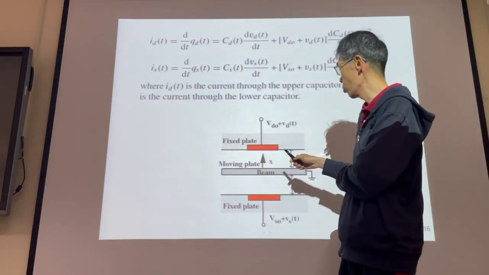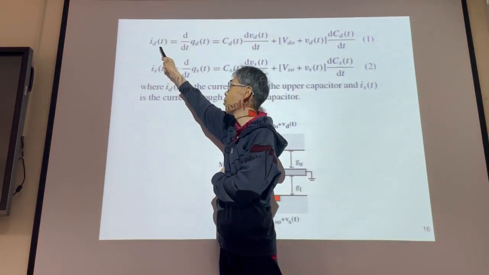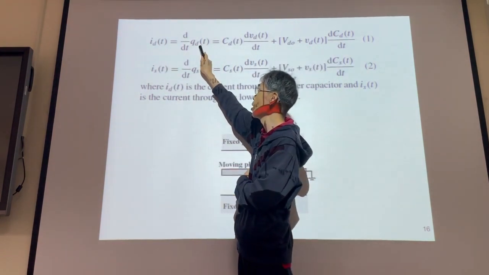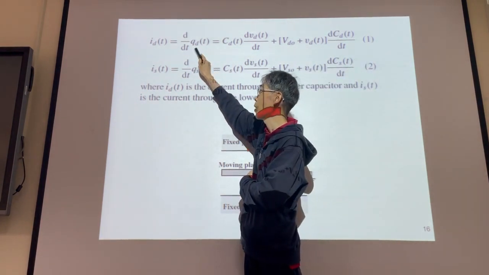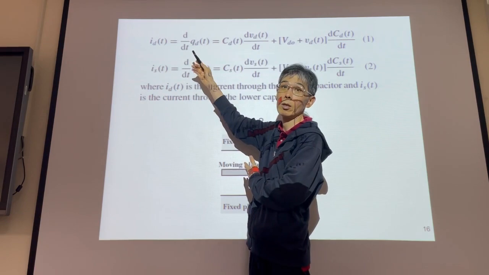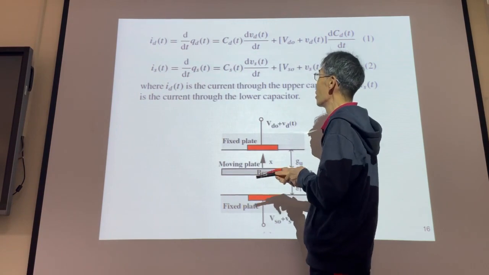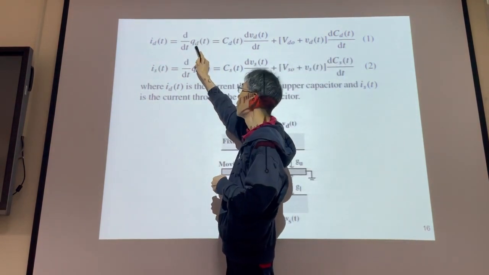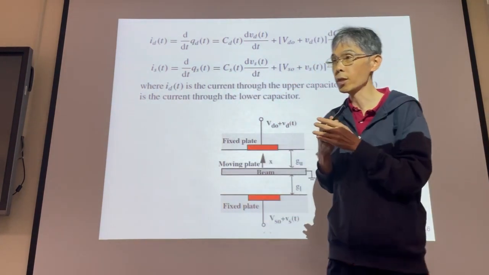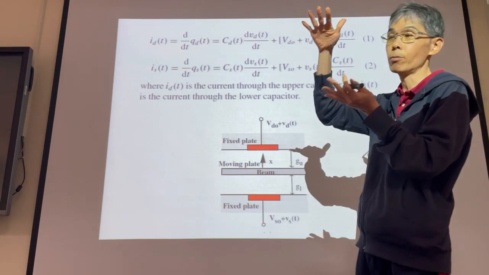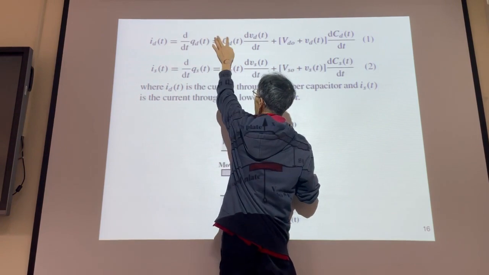Then we have two capacitors. Capacitor 1, ID. Why do we have ID? Because we have QT, the charge on the electrode. If the charge is a function of time, it means you have current, because dq/dt is a current. Q is the charge, and charge equals C times V. C is the capacitance, V is the voltage, the potential between the two electrodes.